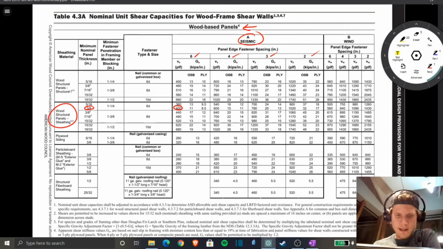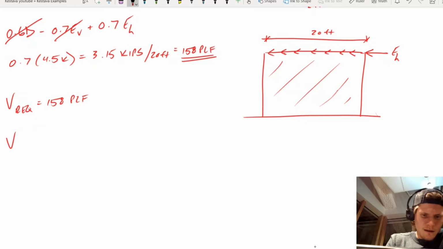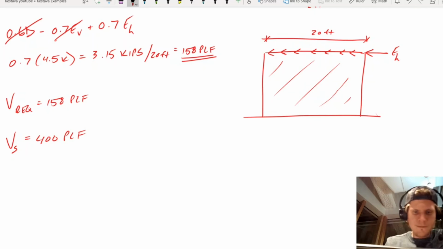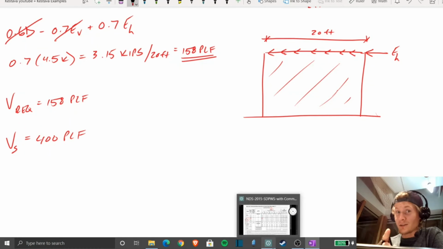So let's go ahead and jump back. So phi V sub S is going to equal 400 PLF. So we have V sub S is 400 PLF, and you might think, oh, plenty, we're done. Well, let's take a look back because you need to check this out. We're not quite there yet because you don't have your factors there. So phi or omega, what's going on with those. So let's go check that out.